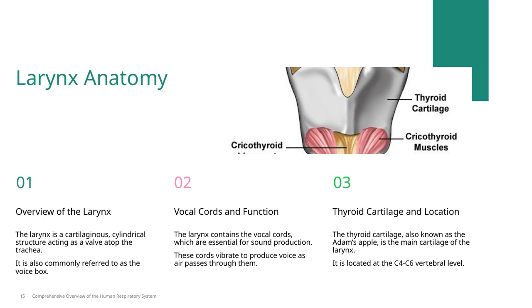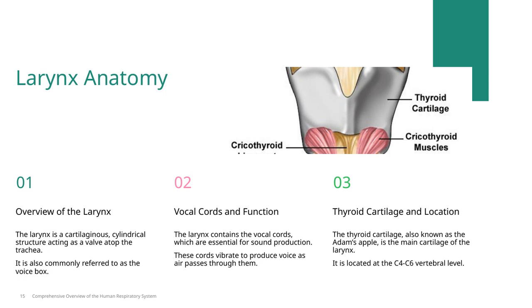Moving on to the overview of the larynx itself, it's a cartilaginous, cylindrical structure situated at the top of the trachea. Think of it as a kind of valve that controls airflow and protects the airway during swallowing. When we examine the anatomy of the larynx, one of the most prominent parts is the thyroid cartilage, often called the Adam's apple. This cartilage is the main supporting structure of the larynx and is located roughly around the C4 to C6 vertebral levels in the neck.